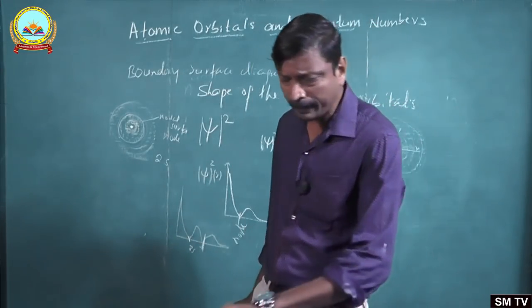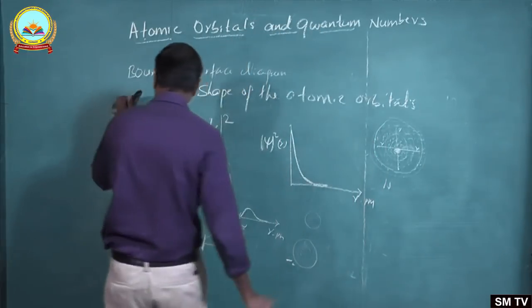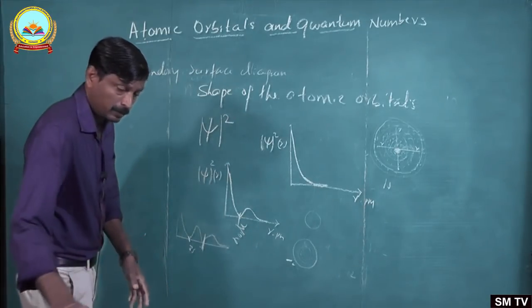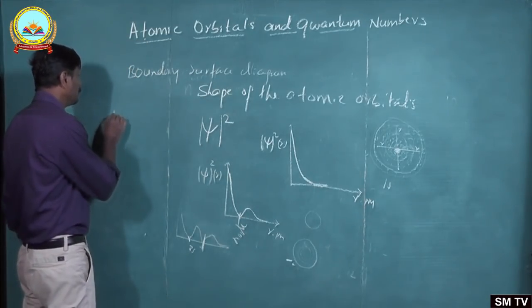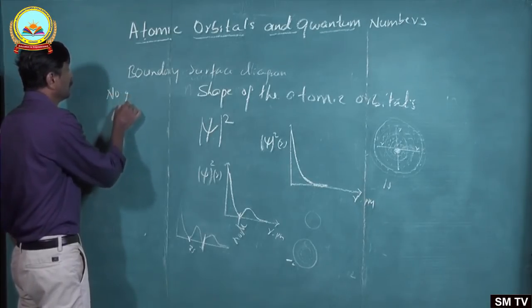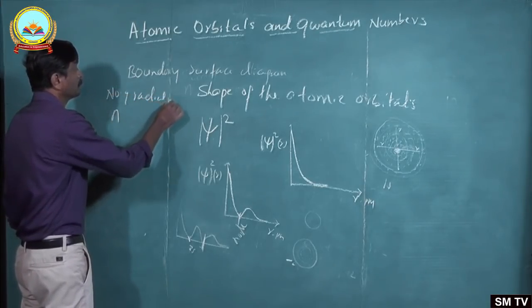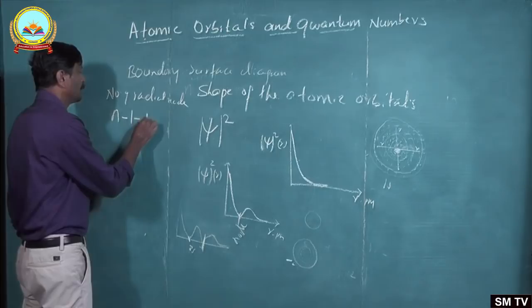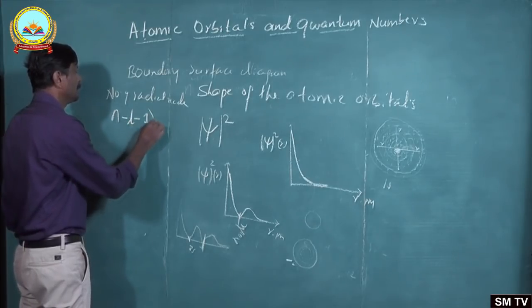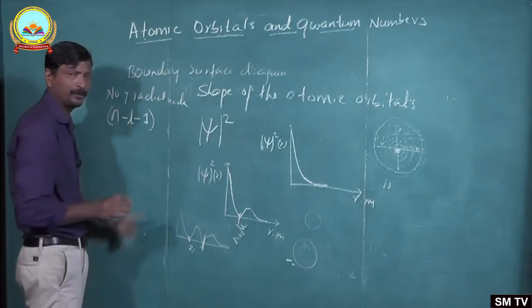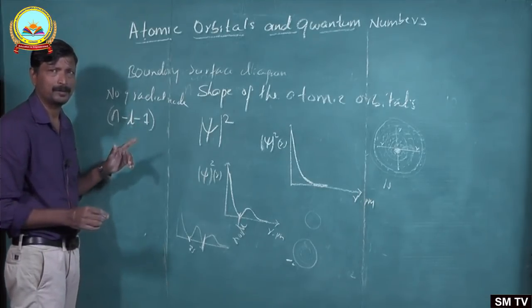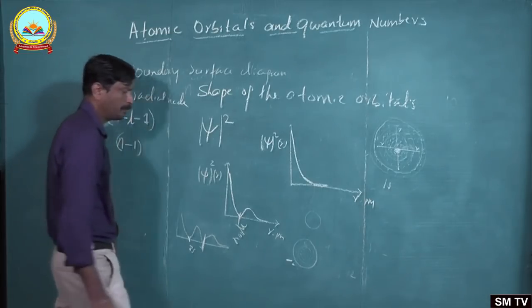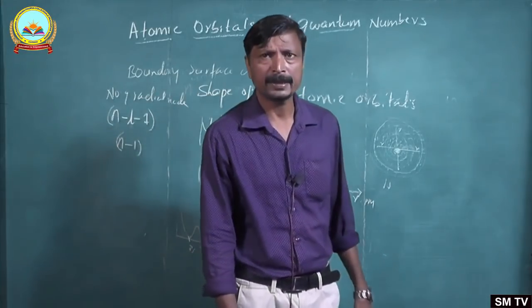How many radial nodes are there for s orbitals? If asked how many radial nodes there are for s orbitals, what would you say? Actually, for any orbital, the number of radial nodes is n minus l minus 1. For s orbital, you know the value of l: l is equal to 0, therefore it becomes n minus 1.